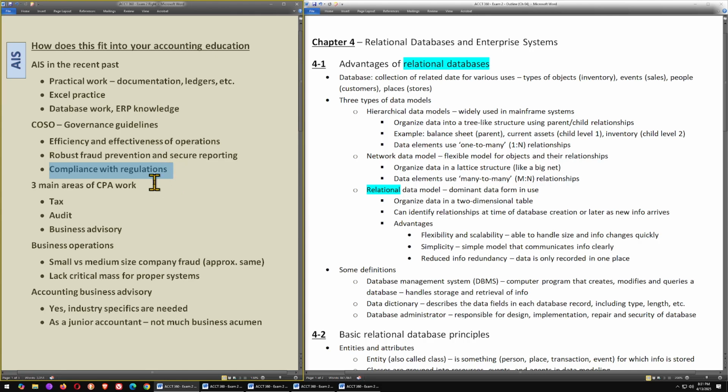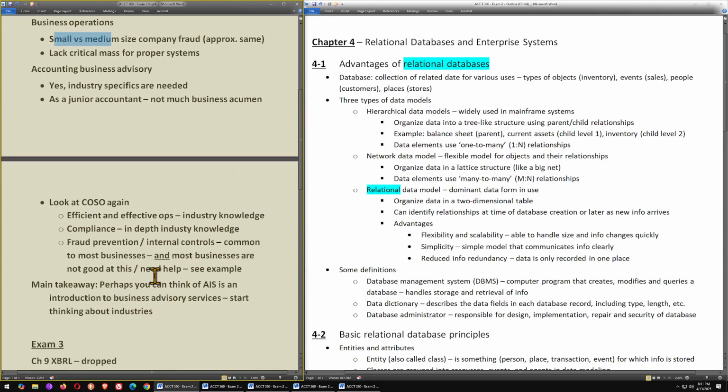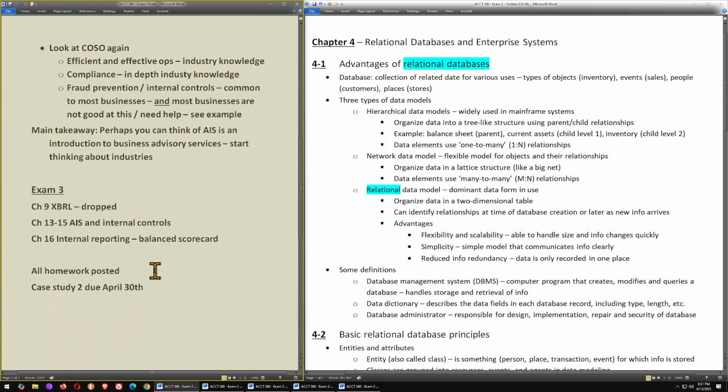But I think the beginning point of business advisory is this section in the middle, a combination of efficiency and effectiveness. You don't have to have a lot of specific industry knowledge to be able to set up a company correctly as it goes from a small to medium-sized company, right? If we look at COSO again, efficient and effective ops, that's some industry knowledge. Compliance requires in-depth knowledge, but fraud prevention and internal controls are common to most businesses, and most businesses are not good at this. They need help. So this would be where maybe in your first year or first couple of years in a CPA firm, you're put onto the business advisory group.